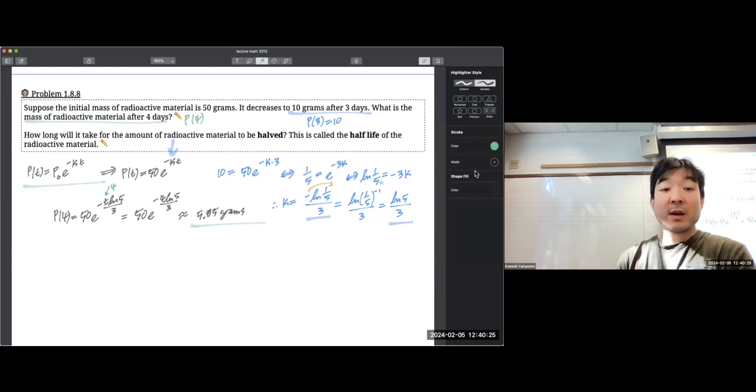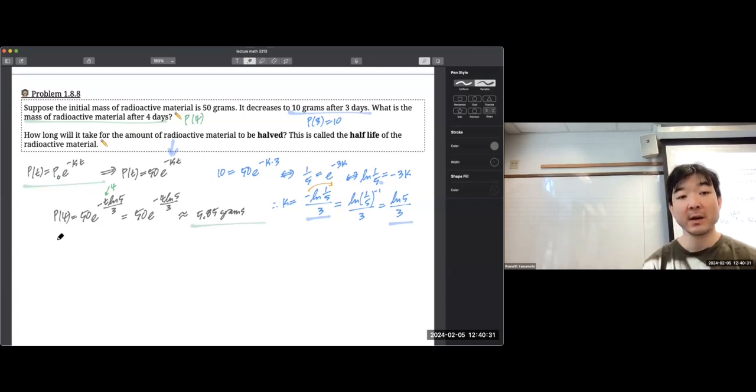How long will it take for the amount of radioactive material to be half? This is called a half-life. So this is similar to doubling time. You're just going to say, this is our actual model. But what do we want for the time? If you want to find the time for this to become half, that means the P of t, which is the final amount, has to become half your initial amount. So I'll just write that right here. It's like saying you want this to be one half P naught.